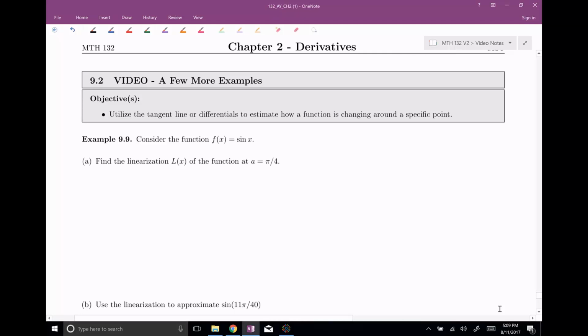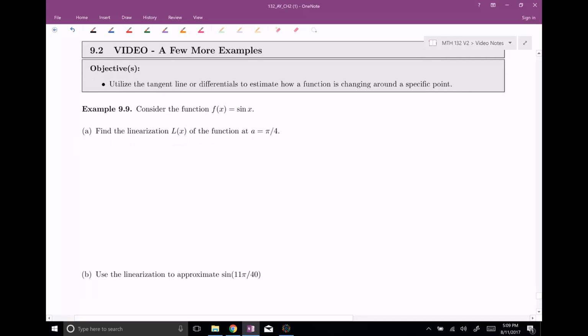Welcome back everyone to section number 9. Again, this is linear approximation and differentials. In this video, our goal is to do just a few more examples, and actually utilize, again, tangent lines are really the heart of these things, and to solve a few problems relating to linear approximation and differentials. So, let's get to it.